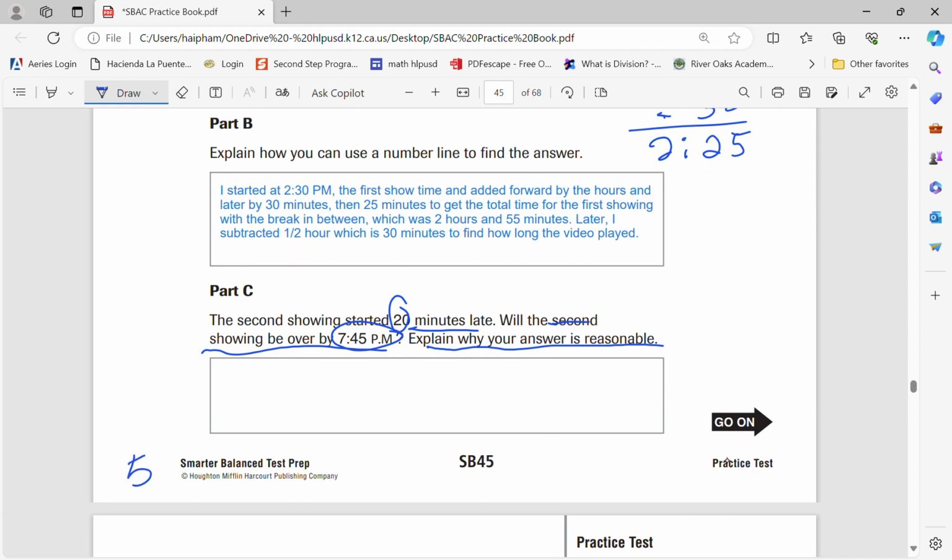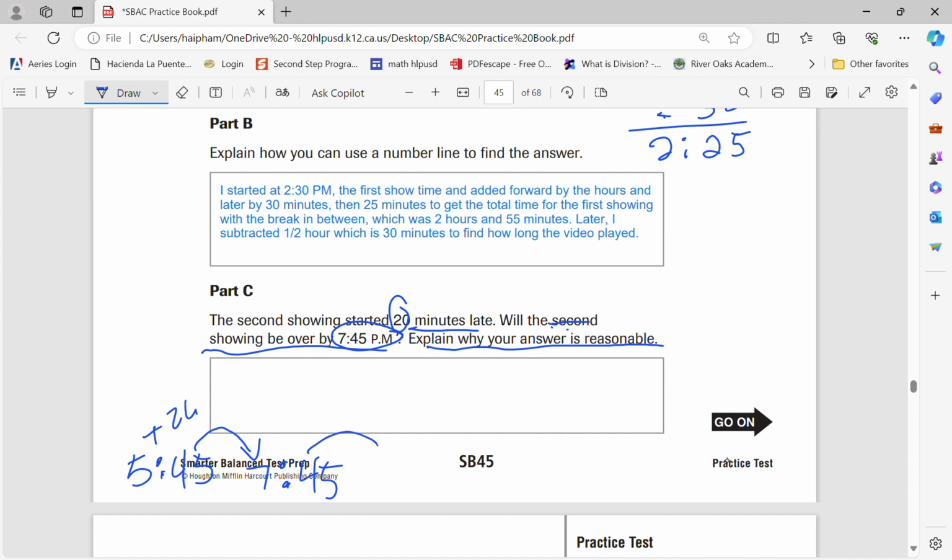Okay, so 5:45. And the movie lasts for 2 hours and 25 minutes. Okay, so let's go ahead and add the 2 hours. Add my 2 hours here. That would be 7:45. Okay, exactly the time this question is asking if it would end there. But no, we have 25 more minutes.